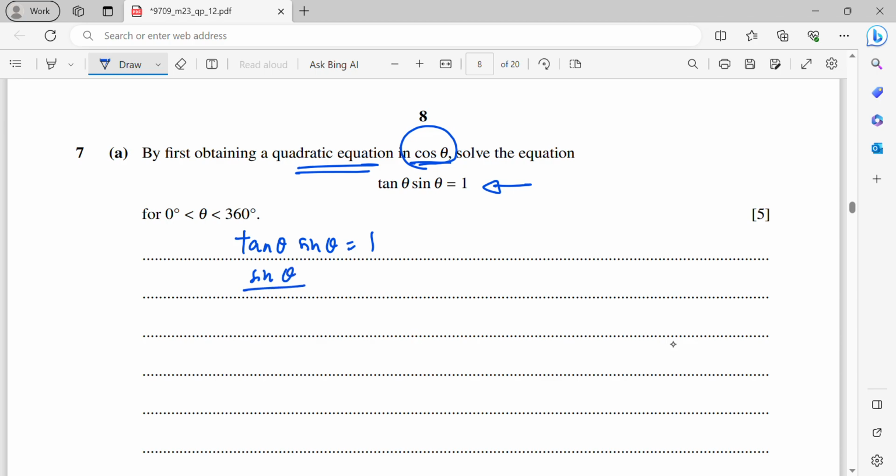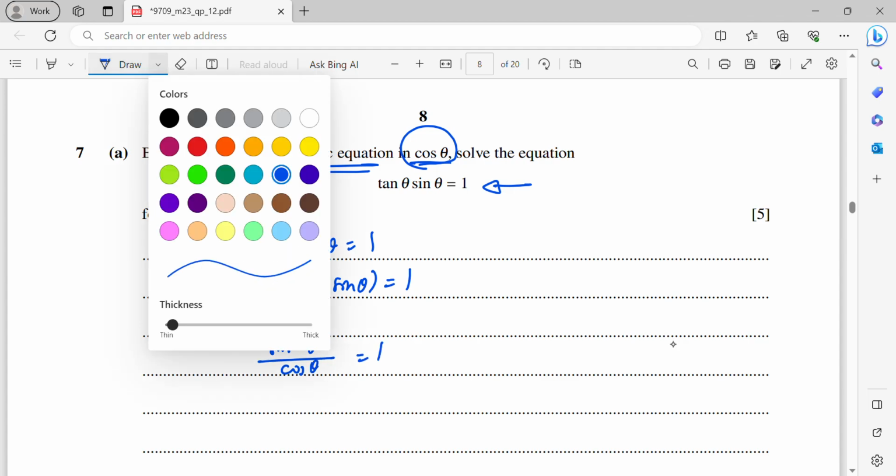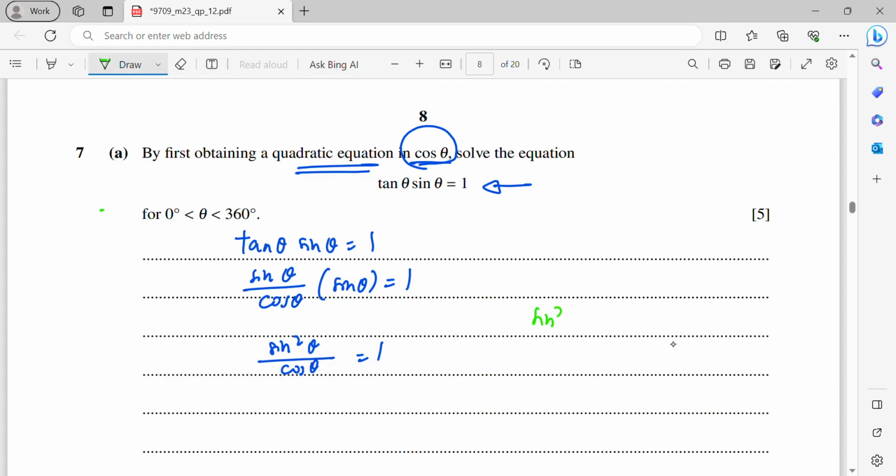Otherwise, you won't be able to get the cos theta there. So here sine theta equals 1. Then sine theta times sine theta will be sine squared theta in the numerator. So I will be getting sine squared theta over cos theta equals 1. Okay, now we have an identity: sine squared theta plus cos squared theta is 1.